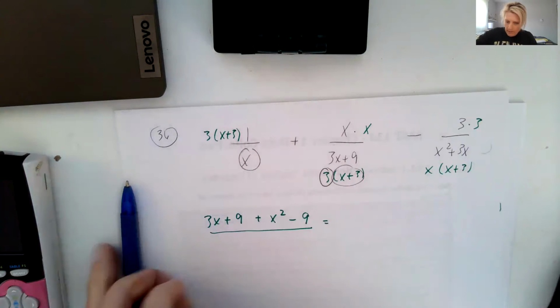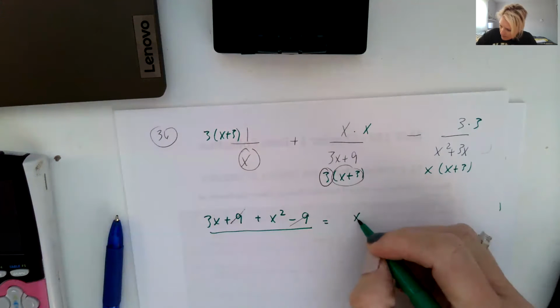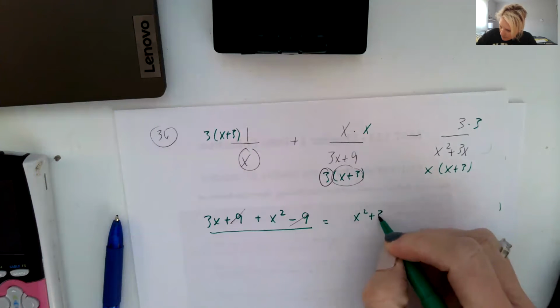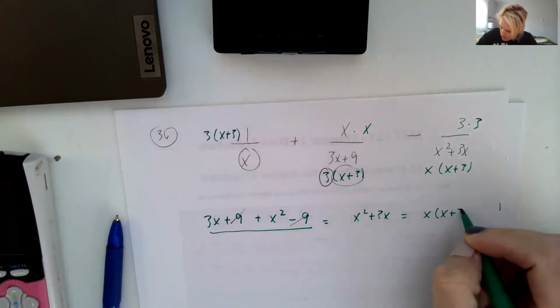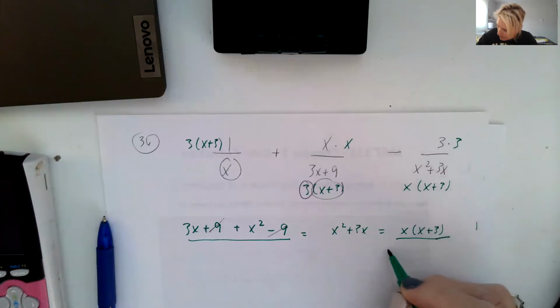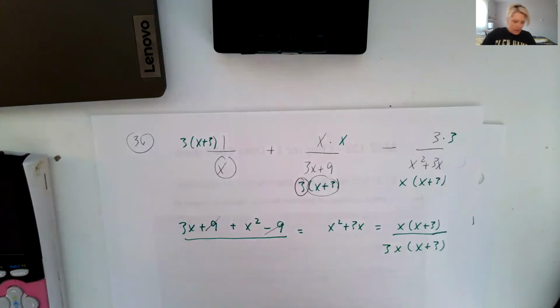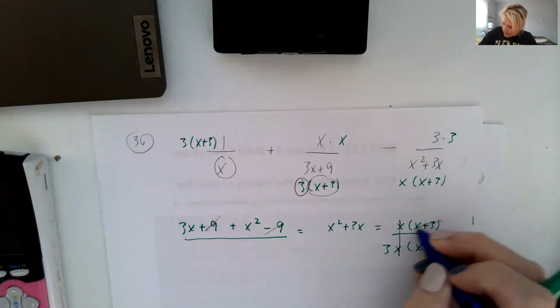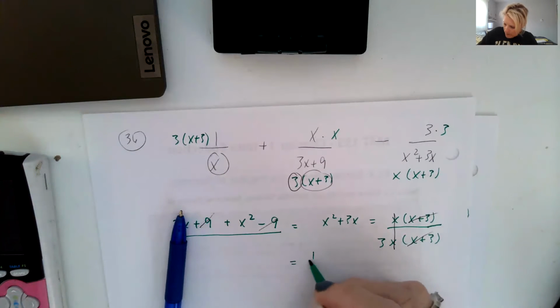And our 9's cancel. And so we have x squared plus 3x, or factoring that out to x times x plus 3. I'm going to put that over our denominator of 3 times x times x plus 3. And it looks like the x's cancel, the x plus 3's cancel, and this reduces to a mere 1/3.